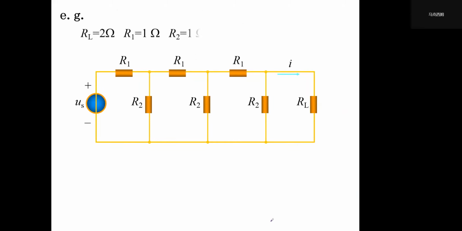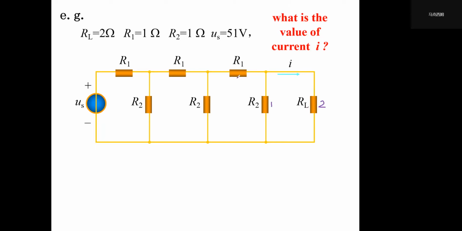For example, see we have a circuit that looks like this, right? And we would like to know the value of the current I here in this branch. And we know that this is 2 ohm, right? And R1 is 1 ohm.